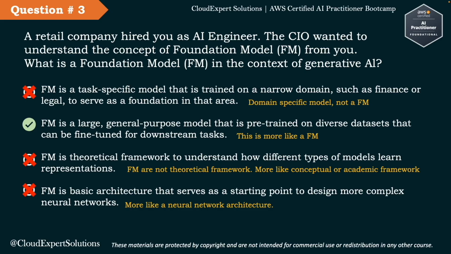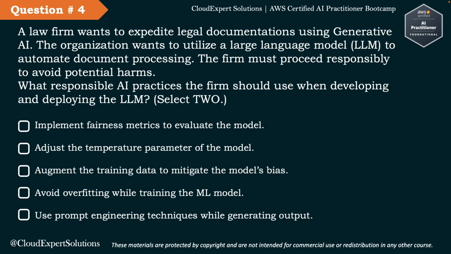Now let's move to question number 4. Question number 4 is saying a law firm wants to expedite legal documentation using generative AI. The organization wants to utilize a large language model, or LLM, to automate document processing. The firm must proceed responsibly to avoid potential harms. What responsible AI practices should the firm use when developing and deploying the LLM? And we have to select two options. Let's review the options one by one.